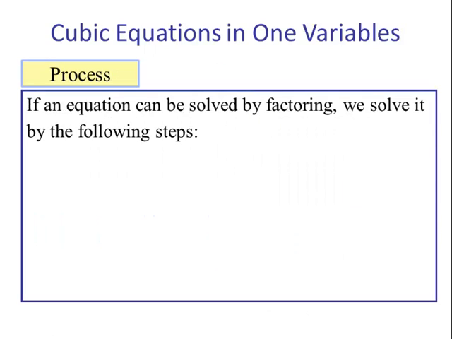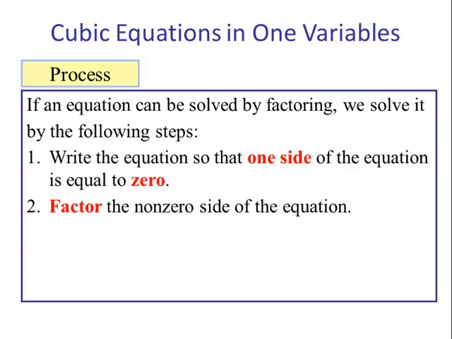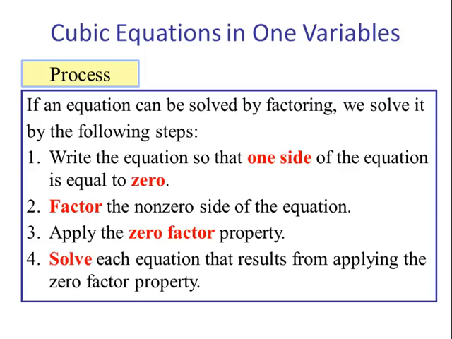Cubic equations in one variable. The process. If an equation can be solved by factoring, we solve it by the following steps. Number 1, we write the equation so that one side of the equal sign is equal to 0. Number 2, we factor the non-zero side of the equation. Number 3, we apply the zero factor property. And number 4, we solve each equation that results from applying the zero factor property.